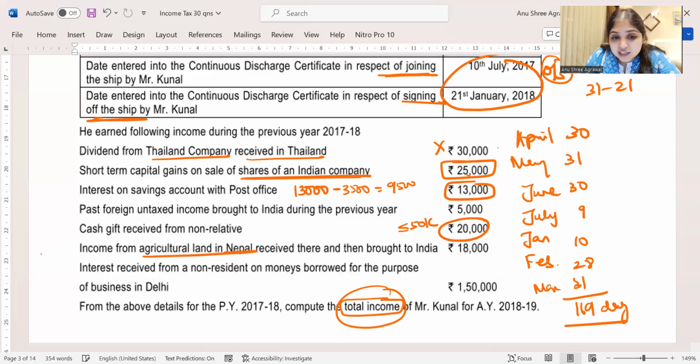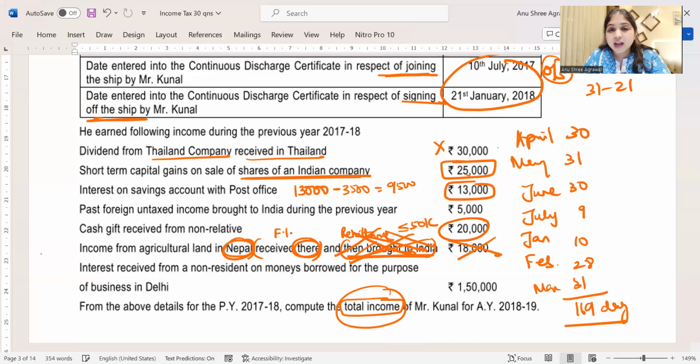Then, income from agricultural land in Nepal, received there and then brought to India. Tell me, where is the source of this income? The source of this income is in Nepal. Where is it received? It is received also in Nepal. So what does it become? It becomes a foreign income. So will you even consider this? You will not consider this. What about "then brought to India"? What about this particular point? This is nothing but remittances. What do we do with remittances? We never even consider remittances. We only ignore remittances. Are you understanding?